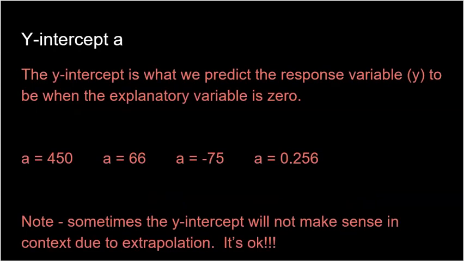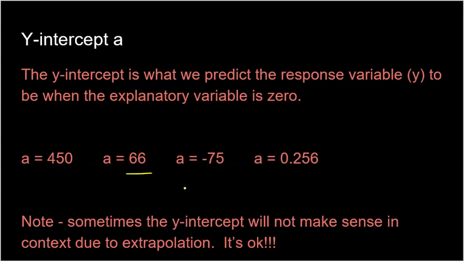All right, what about the y-intercept? Well, remember, the y-intercept is what we predict the response variable to be when the explanatory variable is 0. So the a value, the y-intercept, is always what we expect the prediction to be for y when x is 0. For example, if your y-intercept is 450, I would say, well, if my explanatory variable is 0, I would predict a y value of 450 units.